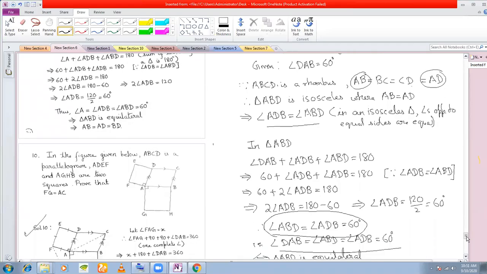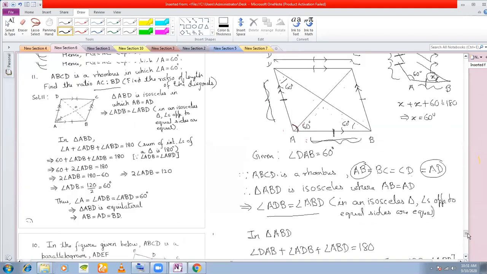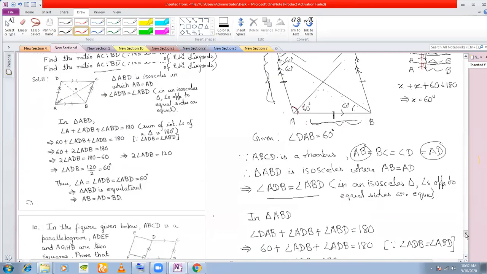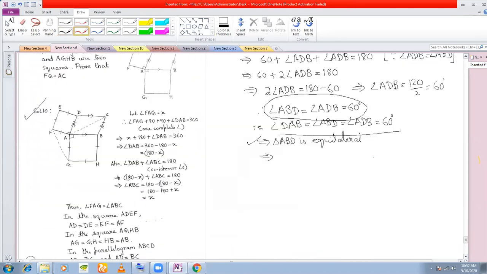Now, I have already shown here that this triangle is equilateral, and so therefore all the sides of this triangle ABD must be equal. Therefore, all these sides of this triangle, this side, this side, this side, all will be equal. So that means I can write AB is equal to AD is equal to BD.